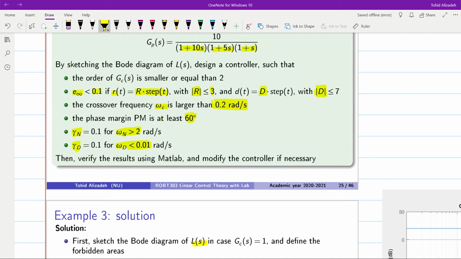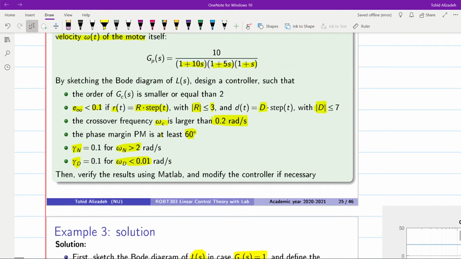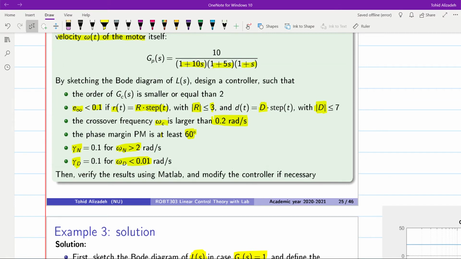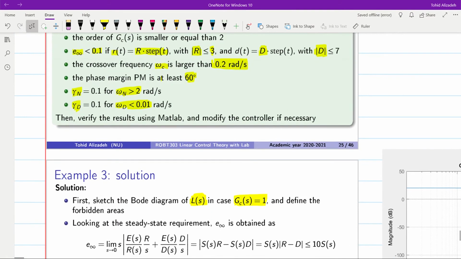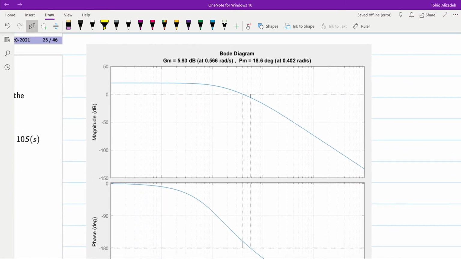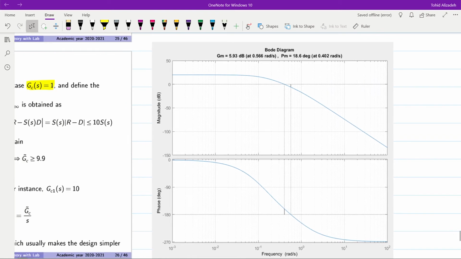So as the first step, we need to draw the Bode plot for the given system. In it, we will consider L(s) equal to Gc times Gp, while Gc is equal to 1. And then we'll define the forbidden areas for the noise and disturbance rejection. You can do it manually. It won't be a difficult one. We have only 3 poles over here with a constant term, which is 10. But to save time, I already have done it using MATLAB. So I have declared the plant as the G transfer function, and I have drawn the Bode plot for it.